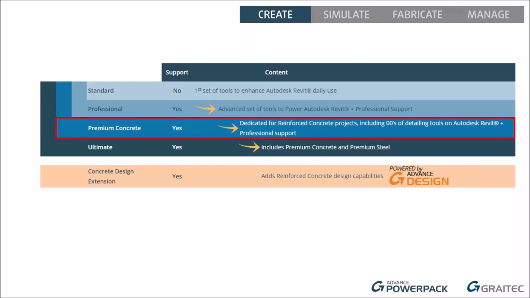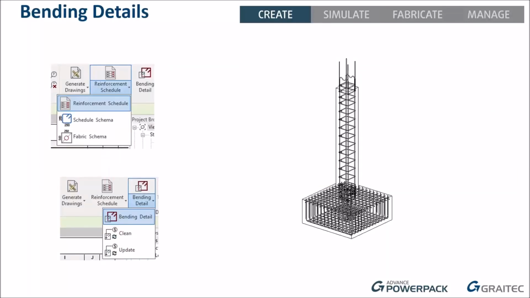So when we look at the bending details tools, we have two icons, the bending details and the reinforcement schedule. And under there are a couple of extra tools as well. So we have the ability to create reinforcement schedules based on individual reinforcement assemblies. For instance, we can do a reinforcement schedule that's going to do the whole project, but what we can also do is select individual elements and it will filter the schedule just to the elements that we want.